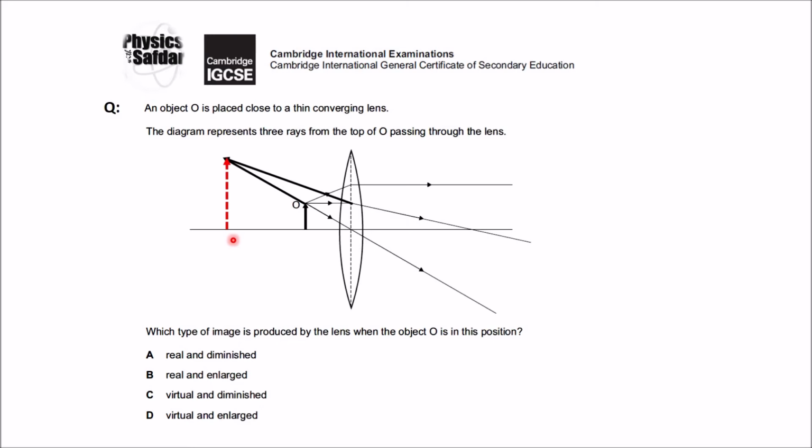This image has the following characteristics. Number one, look at the size, object, and this is the image. This is an enlarged image. Second thing, this image is formed due to the extra plot on the left side of the lens. It is called a virtual image. So it has two characteristics which are very clear: enlarged and virtual. Jump on the options. A is real and diminished, not possible. B, real and enlarged, not possible. C, virtual and diminished, not possible. D, virtual and enlarged, that is correct. Option D is the right answer here.